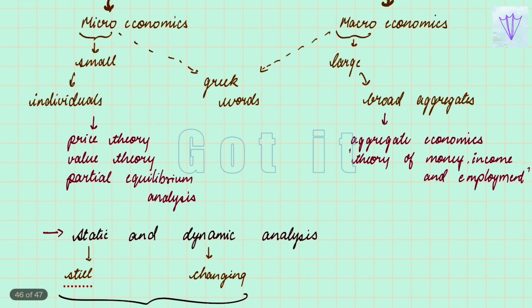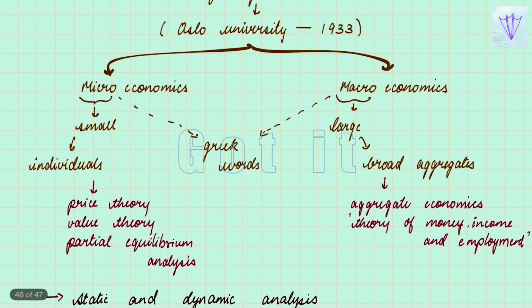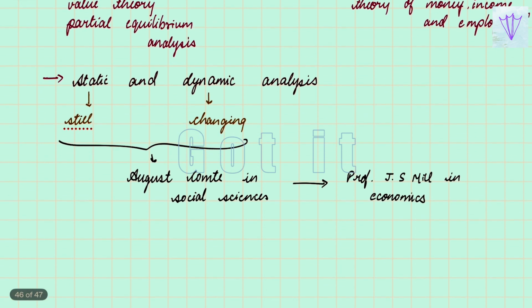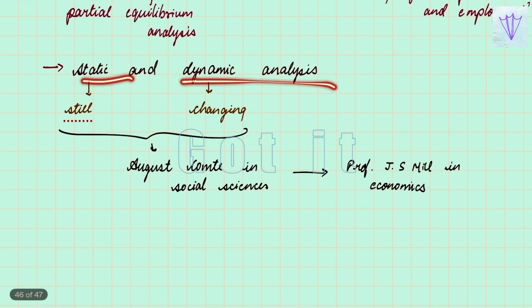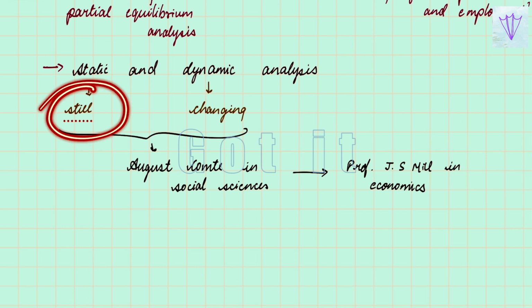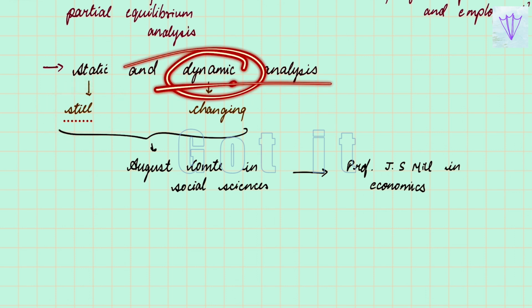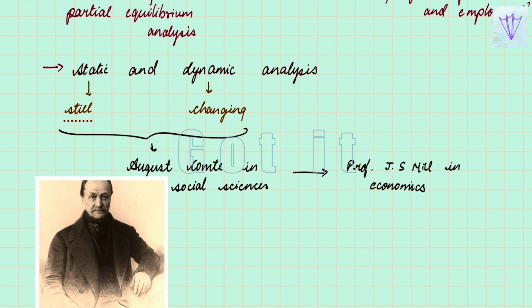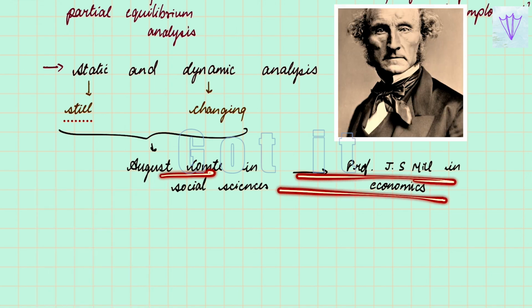Microeconomics is also known as the price theory, value theory, partial equilibrium analysis. Well, macroeconomics is also known as aggregate economics, theory of money, income and employment. So in this way, the first one is the micro and the macro analysis. And the second one is the static and the dynamic analysis. Static analysis is where everything is still, not changing, while the dynamic analysis is where everything is changing. It was brought into social science by Auguste Comte, while it was brought into economics by Professor J.S. Mill.